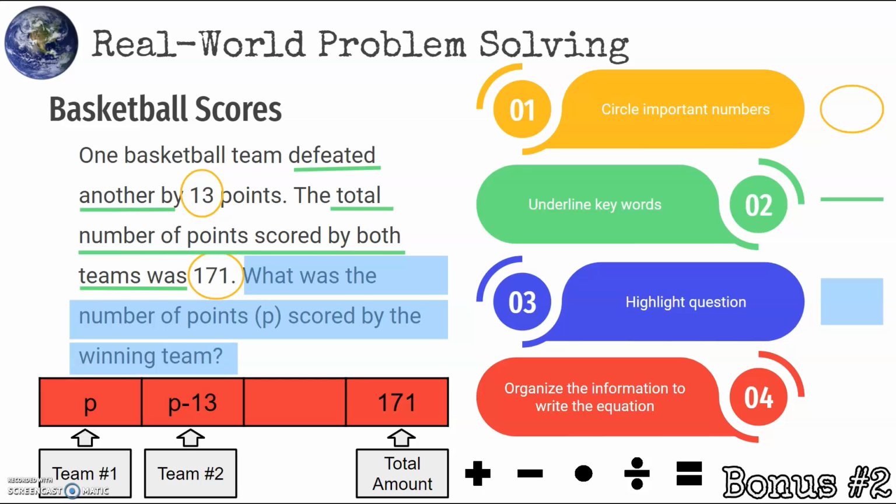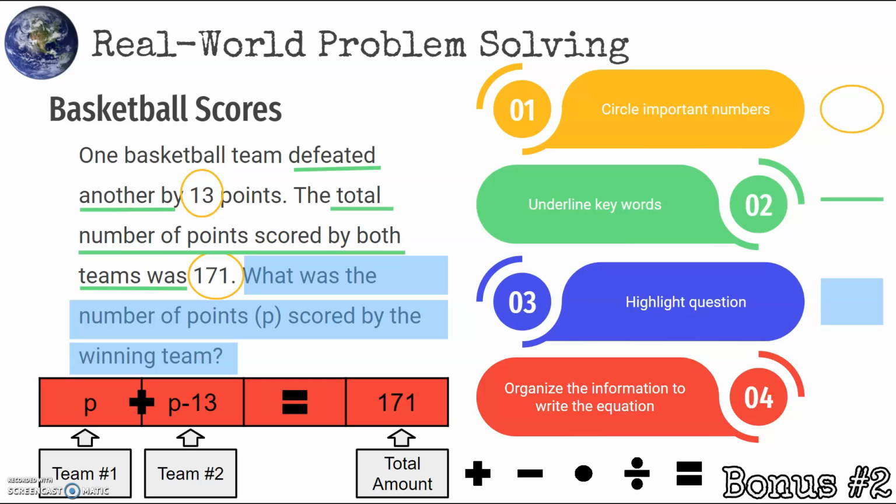We just know that the other team, or we're going to call them team number 2, scored 13 points less than team number 1. So we have to add those two together to equal our total number of points. So we have the winning team scored, we don't know how many points, so we're going to do P since that's what's in our parentheses in our word problem. We know the team that lost scored 13 points less than the winning team, which was team number 1, which scored P points. So we're just not sure.